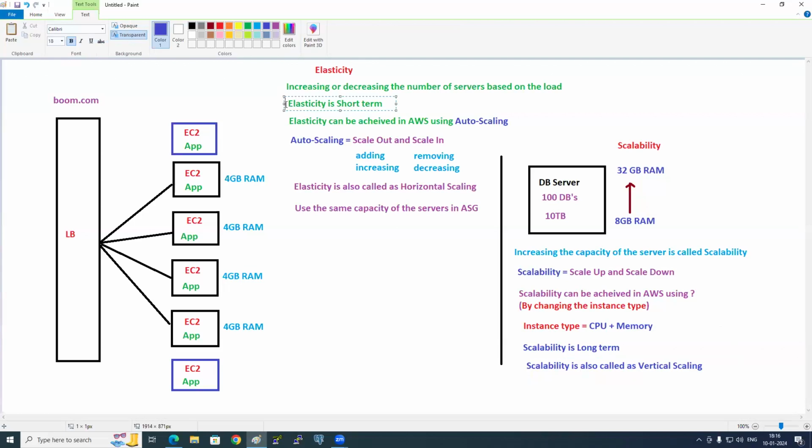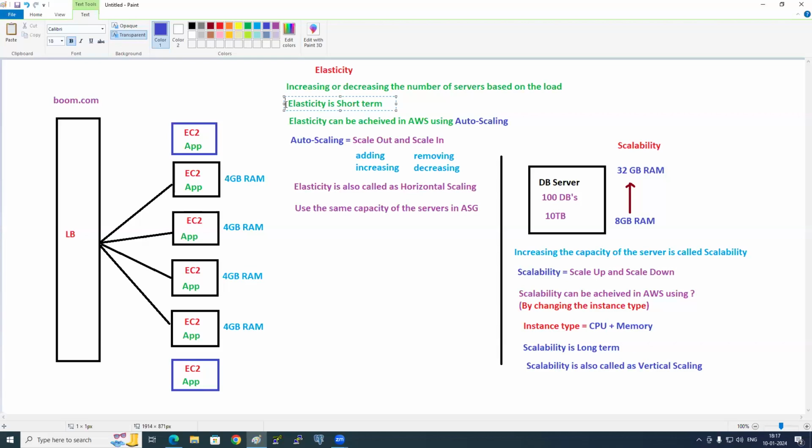So please answer my questions now. What is elasticity? Increasing or decreasing the number of servers based on the load. Is elasticity short term or long term? Short term. Elasticity can be achieved in AWS using auto scaling. What is auto scaling? Scale out, scale in. Scale out means increasing or adding. Scale in means decreasing or removing. Elasticity is also called horizontal scaling. Is it good to keep the same capacity or different capacity in auto scaling?